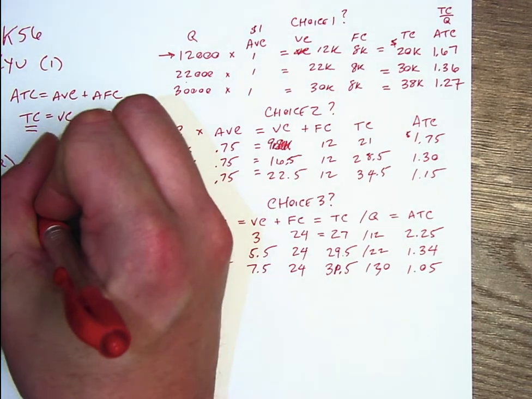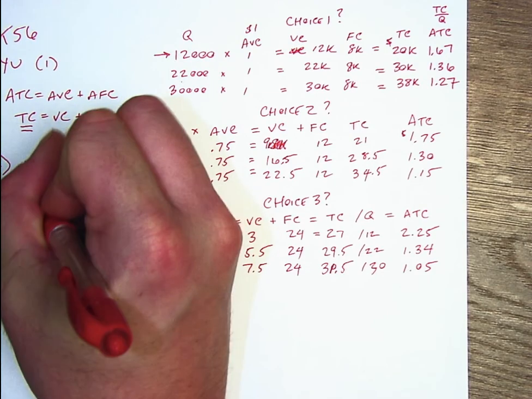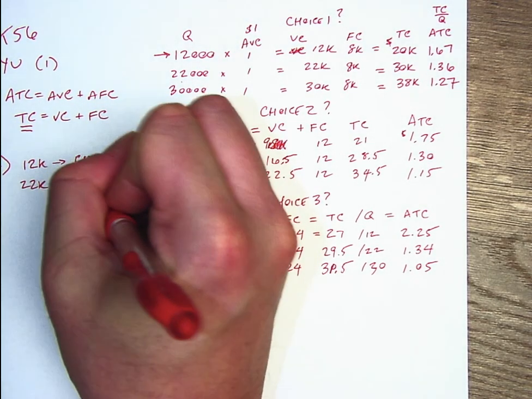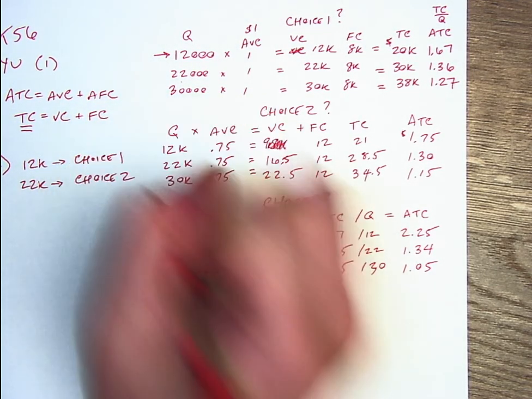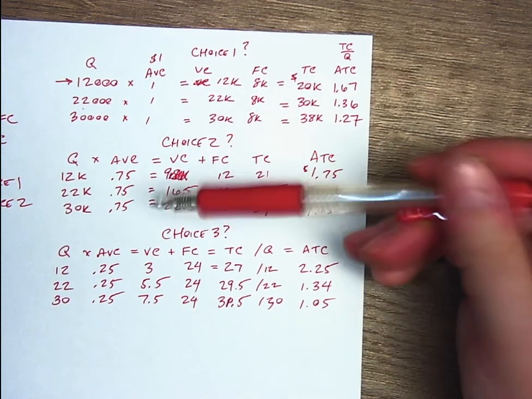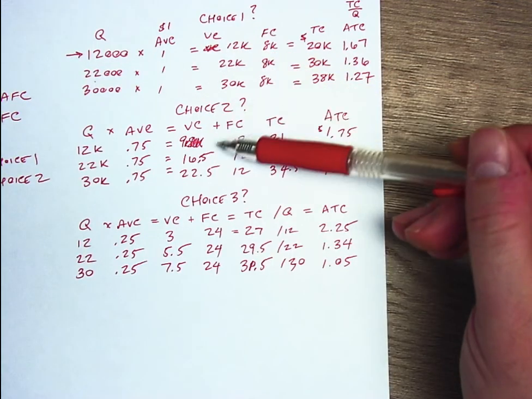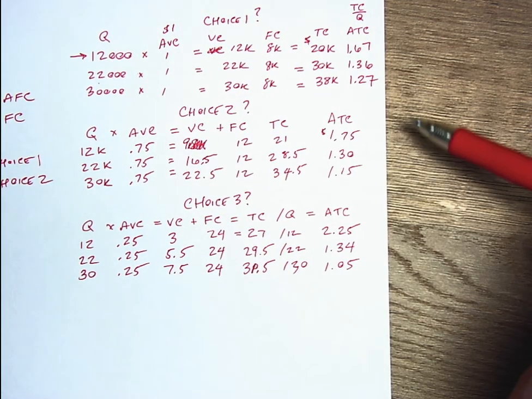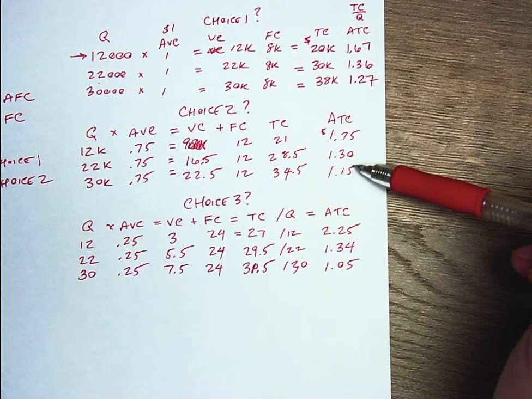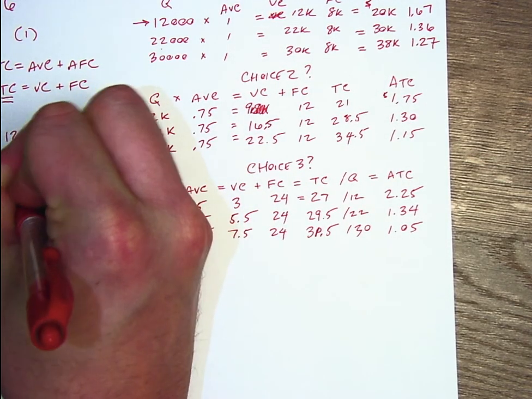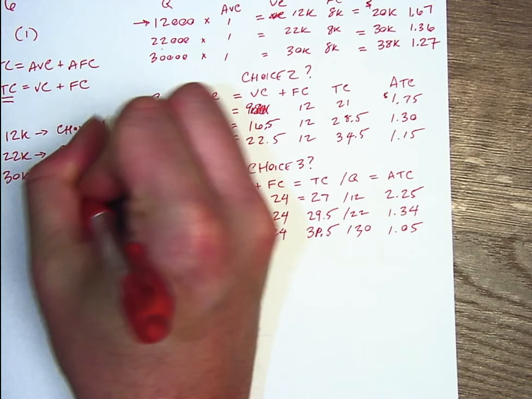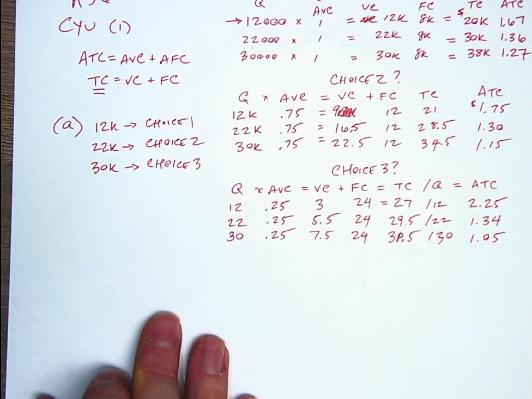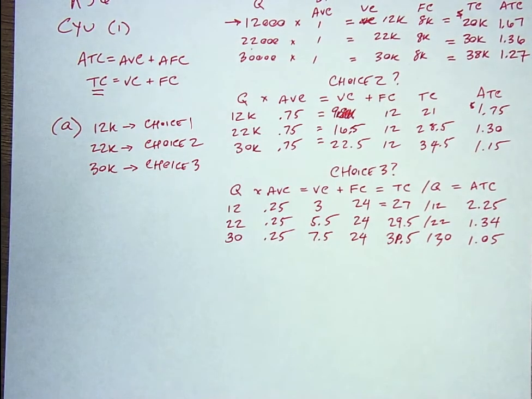So at 22,000, you'd prefer choice 2. I'm going to kick myself. Of course it is. The smallest one goes with 1, the second one goes with 2, the third one's with 3. So at 30,000, ATC here is $1.27, then $1.15, then $1.05. Right, of course. In other words, we could have just guessed. Well, of course. But thanks for the mental math workout and the calculator workout there.